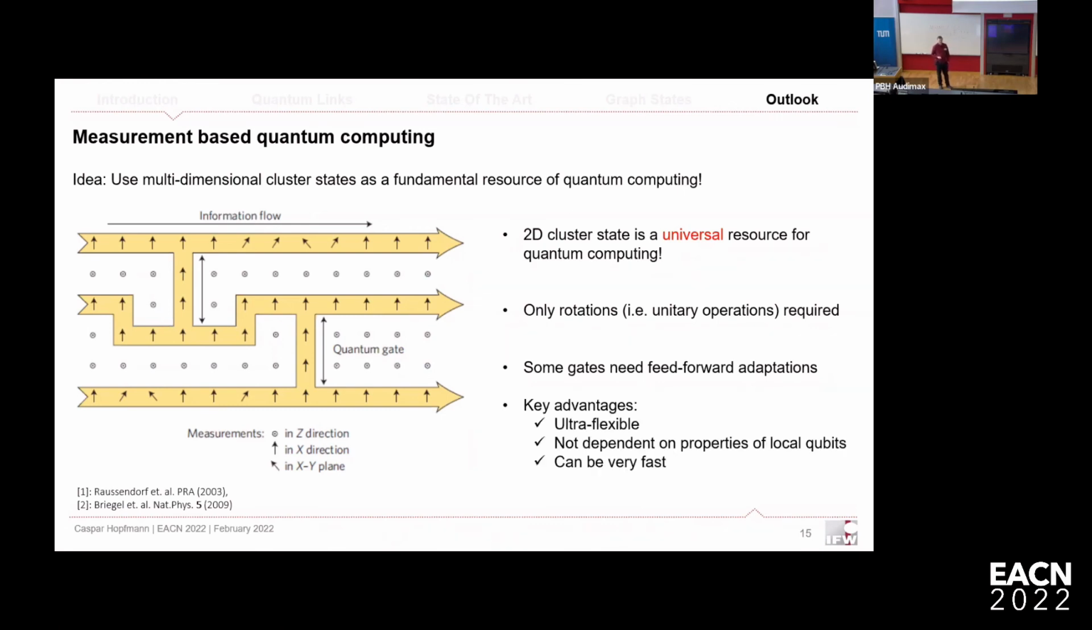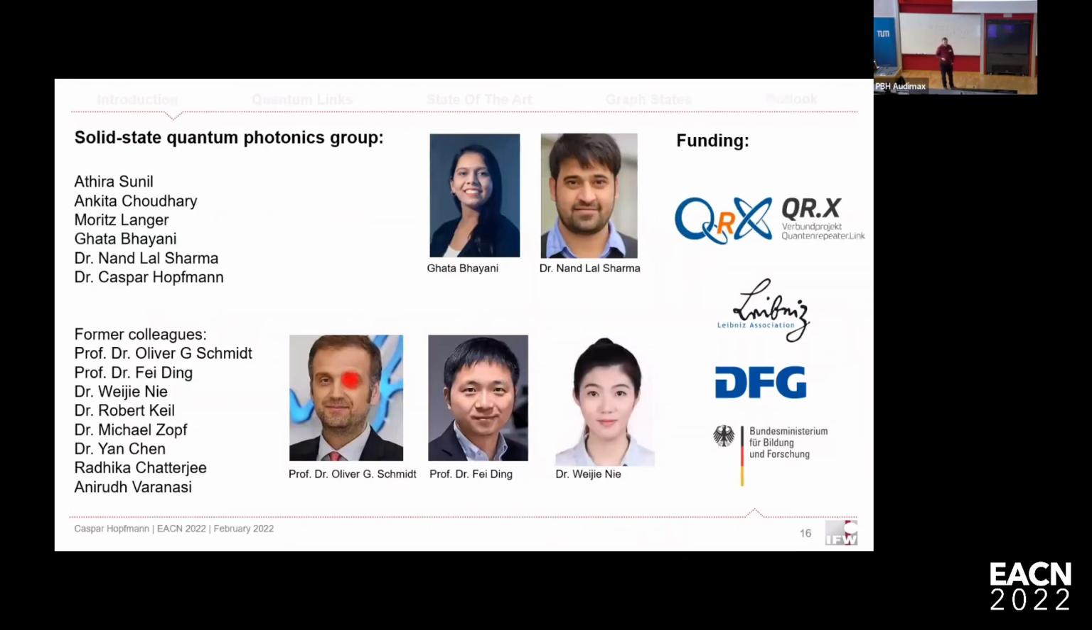And these are the key advantages. We are ultra flexible, and this can be very, very fast. Right now we are producing entangled photon pairs with gigahertz clock rates, and I think there is no fundamental limit. No, okay, not quite true, but we can still become much faster, I would say. In any case, even though I didn't show any data from my own work, I still want to highlight the people who are doing the work at FWD Dresden. And with that, I'd like to thank you for your attention and hopefully a nice discussion.